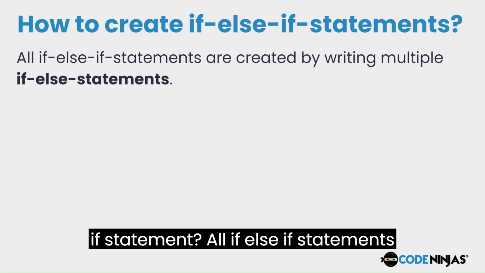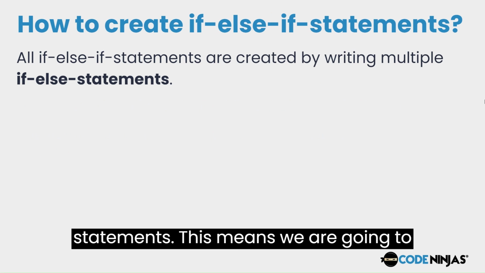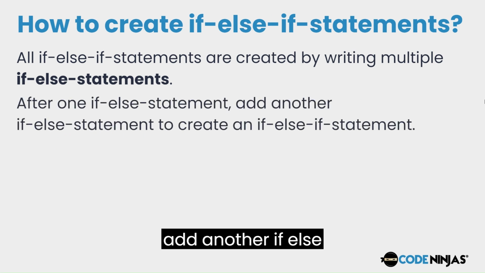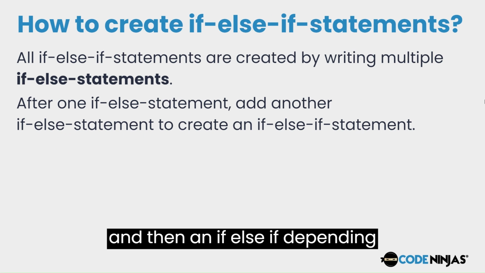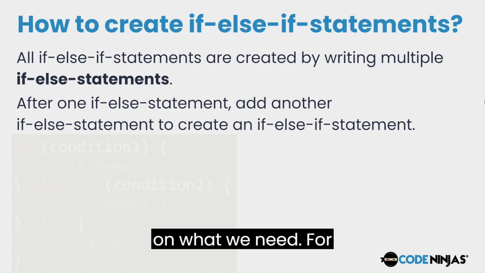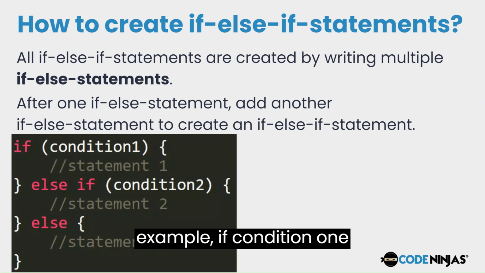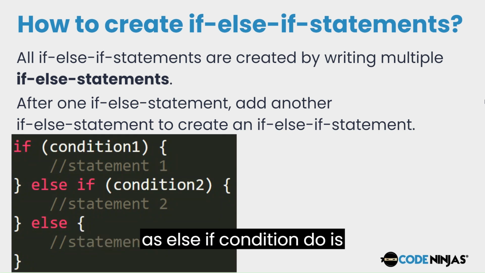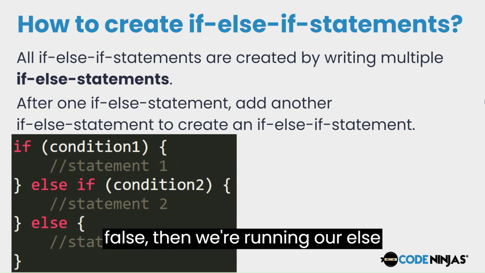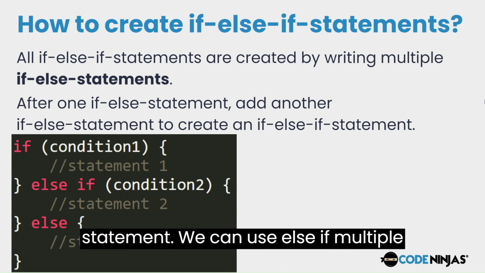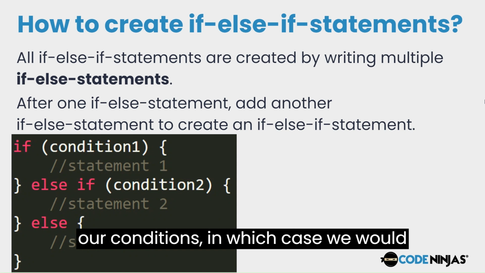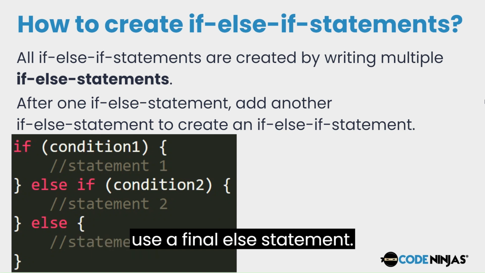All if-else-if statements are created by writing multiple if-else statements. This means we are going to add another if-else, and then an if-else-if, depending on what we need. For example, if condition 1 is false, we're going to look at condition 2, which we need to state as else if. If condition 2 is false, then we're running our else statement. We can use else if multiple times until we finally reach the end of our conditions, in which case we would use a final else statement.